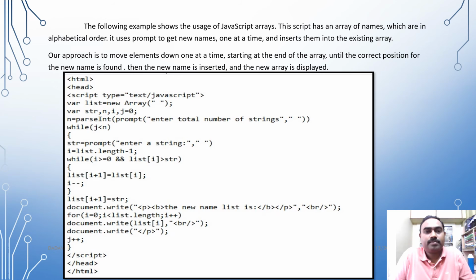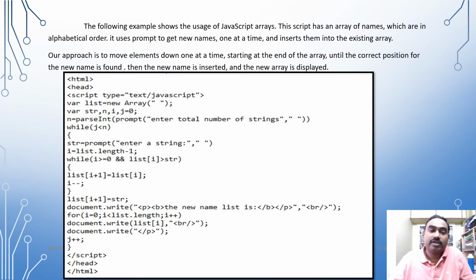Here is one more example showing the usage of JavaScript arrays. This script has an array of names which are in alphabetical order. It uses prompt to get new names one at a time and insert them into the existing array. Our approach is to move elements down one at a time, starting at the end of the array, until the correct position for the new name is found. Then the new name is inserted and the new array is displayed.